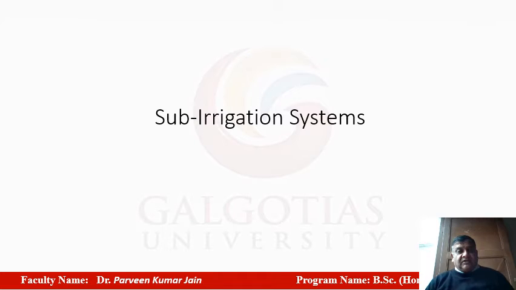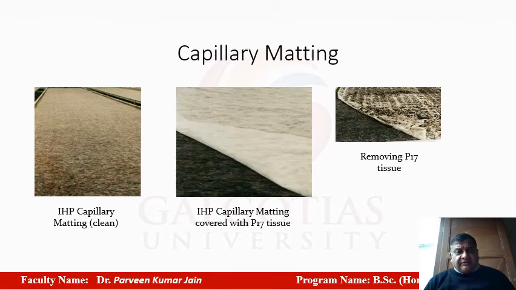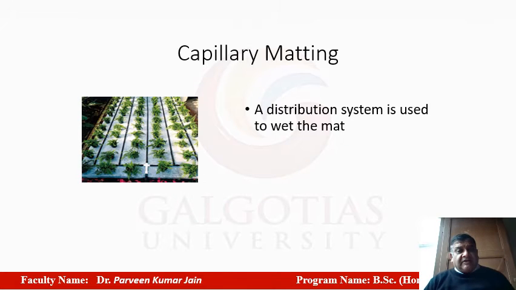Now coming to sub irrigation systems. In sub irrigation systems, we have types like capillary matting. These are different kinds of mattings which have a distribution system in the mat, and the mat is wetted, and this mat allows water supply to the growing plants.